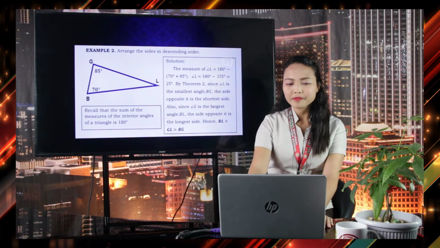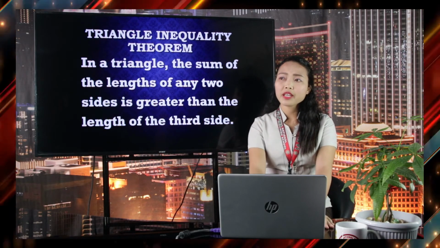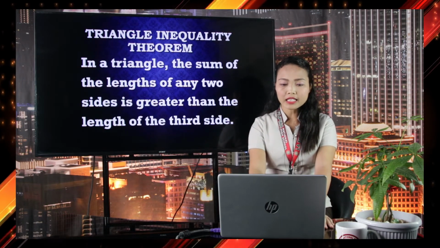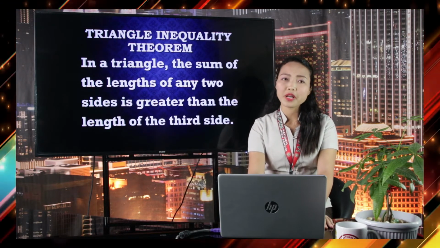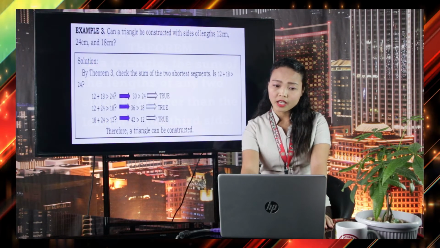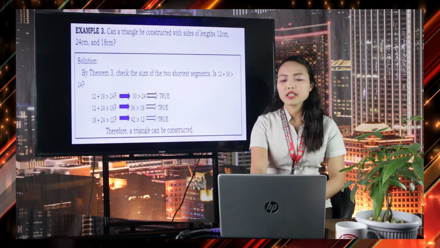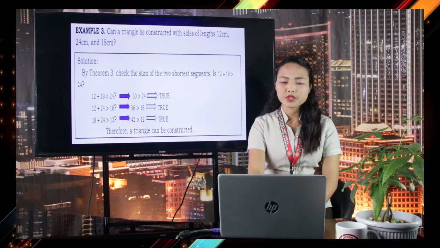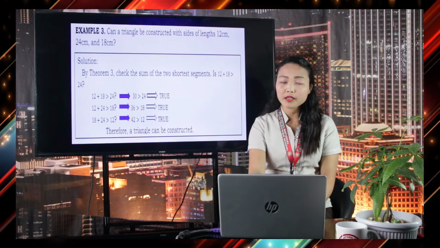Now let's proceed to another theorem, the triangle inequality theorem. It states that in a triangle, the sum of the lengths of any two sides is greater than the length of the third side. So, let's understand this. For example, can a triangle be constructed with sides of lengths 12 centimeters, 24 centimeters, and 18 centimeters? Can a triangle be constructed?